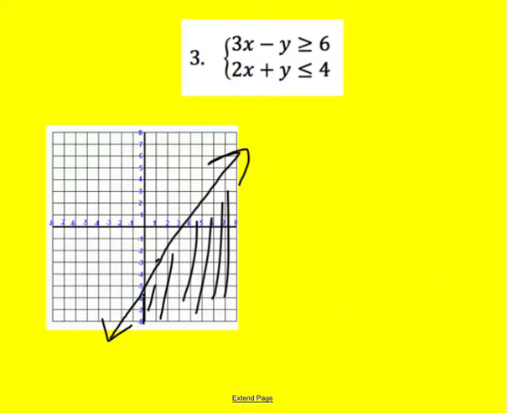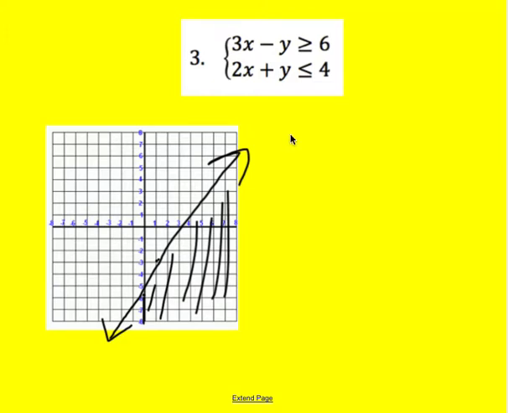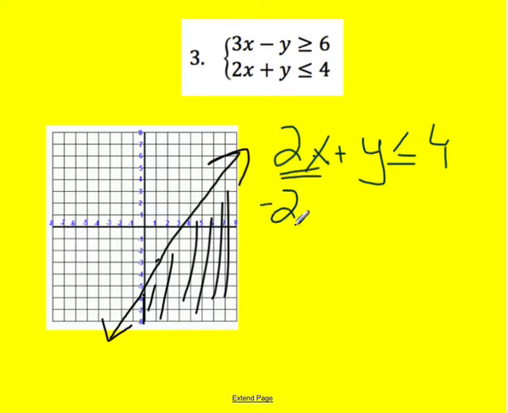All right, so to start off with, we're going to subtract. So we have 2x plus y is less than or equal to 4. Let me correct that a little bit for you. There we go. So this is a positive 2x. So to get it over to the other side, we want to subtract 2x. So then we have y is less than or equal to negative 2x plus 4.